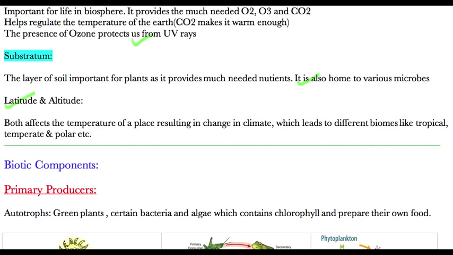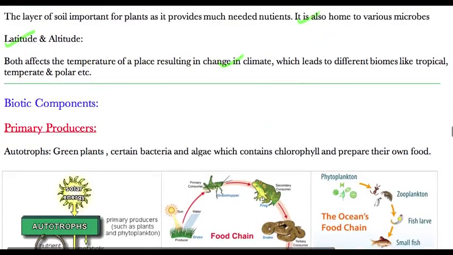These also play a role, and both affect the temperature of a place, resulting in change in climate, which leads to different biomes like tropical, temperate and polar, etc.